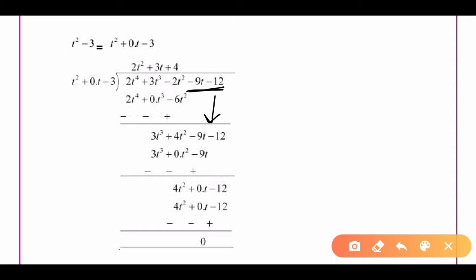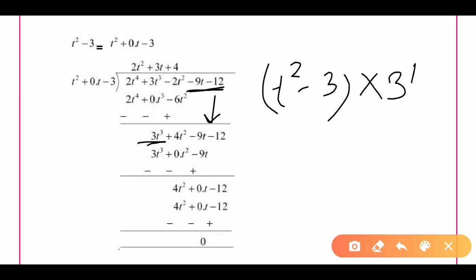Now again we will perform the division operation. This time we have 3t cube. So for getting the cube term, we will multiply t square minus 3 by 3t. Okay, so we will get here 3t cube minus 9t.